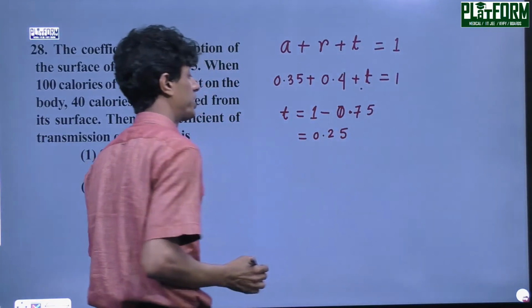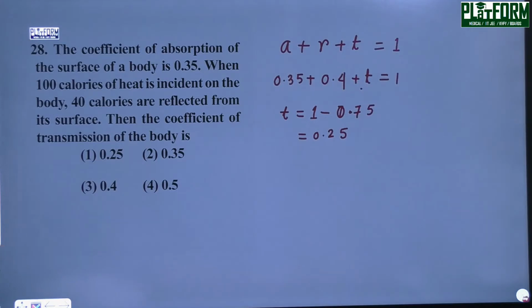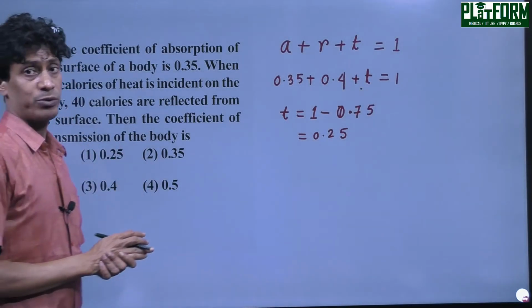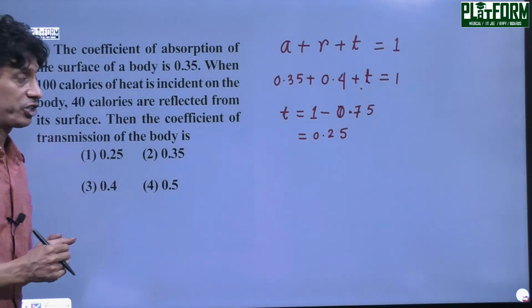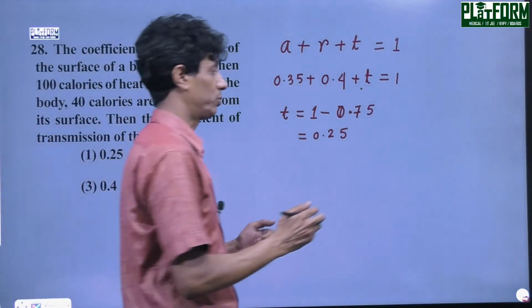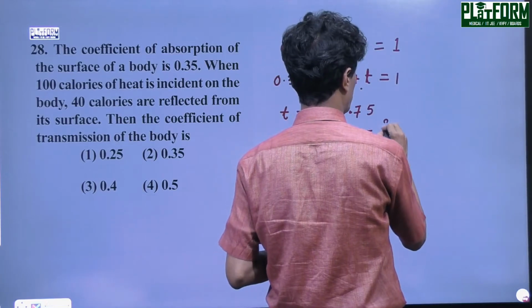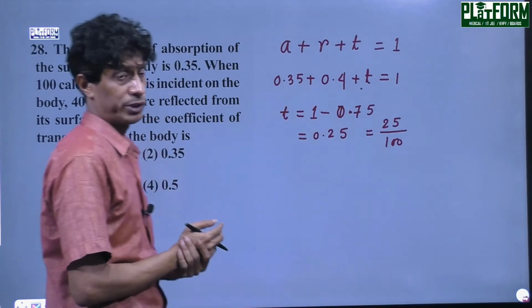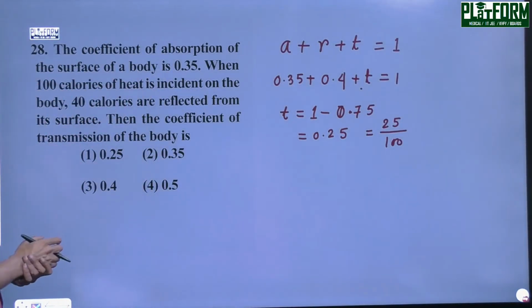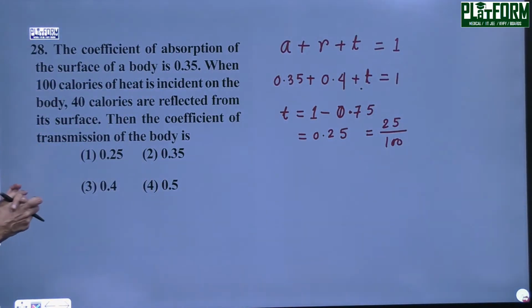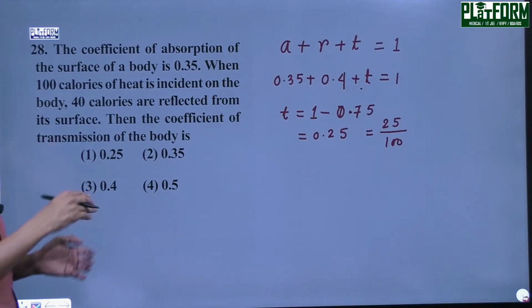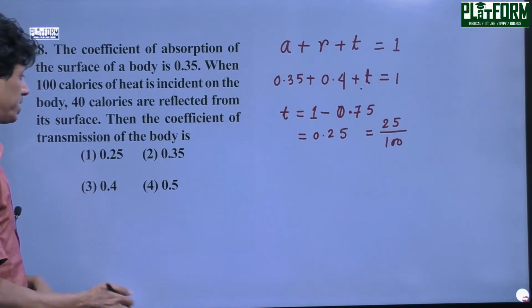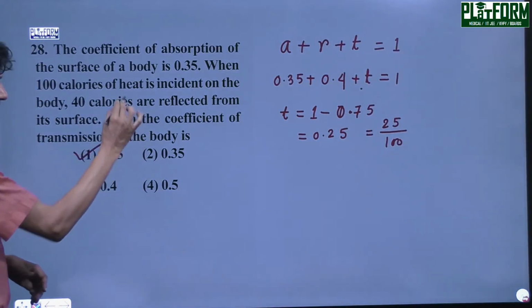This is the coefficient of transmission, that is the amount of energy transmitted with respect to the incident energy, that is 0.25. So we can write it is equal to 25 by 100, so 25%. We can also say the total heat energy incident on the body is 100 calories. So out of 100 calories, 25% of the energy is transmitted through the body. So the right option here is 1. Next problem.